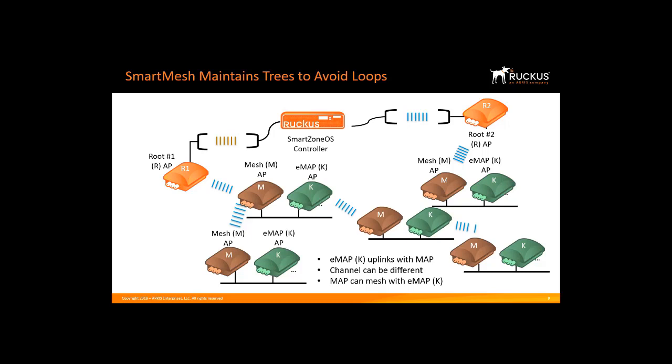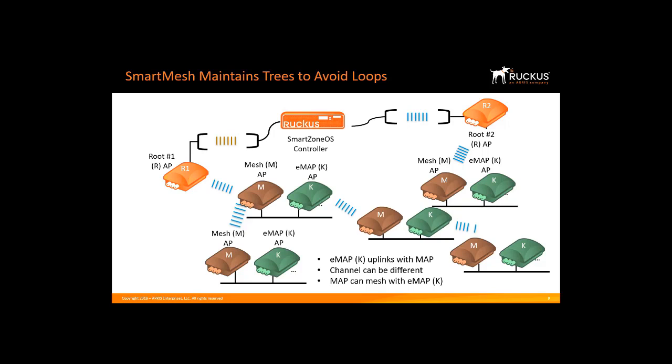Should the connection to a root AP change or go down, the root AP will take on the role of the meshing AP. The mesh network topology will reform. Keep in mind that meshing APs and extended meshing APs may forward traffic over the wired link as well as the wireless link, and that meshing APs and EMAPs can operate on different channels.